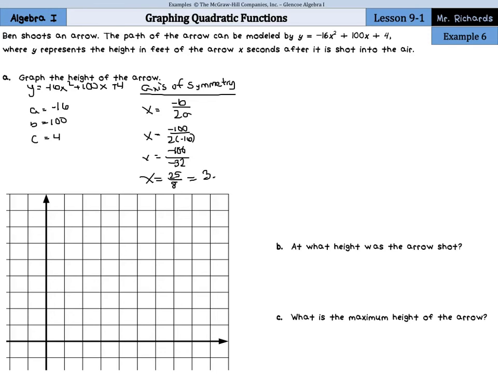So my axis of symmetry, I'm going to call 3.125 equals x. And that's what I'm going to use for my axis of symmetry in this question. So I'm going to go ahead and graph that in as close as I can. And so there is my axis of symmetry. Next step, find the vertex.